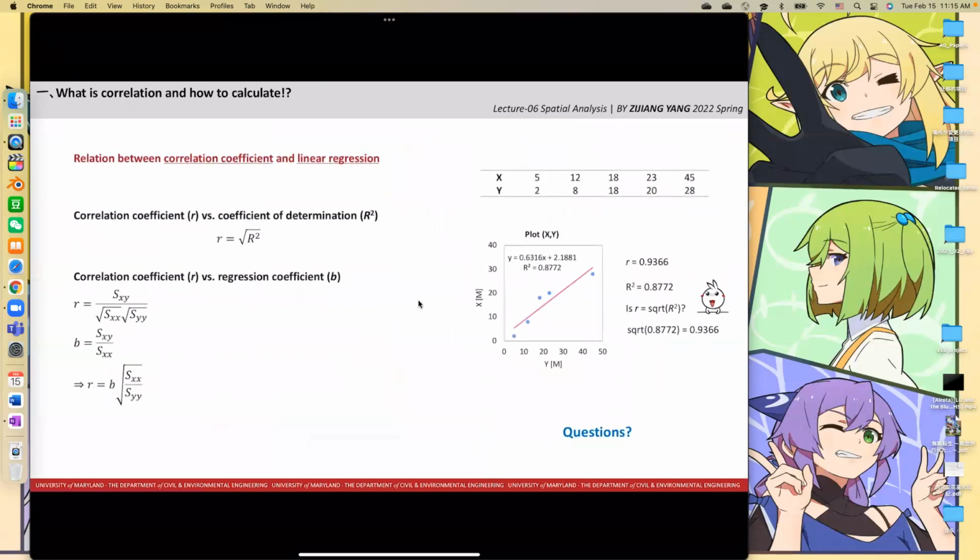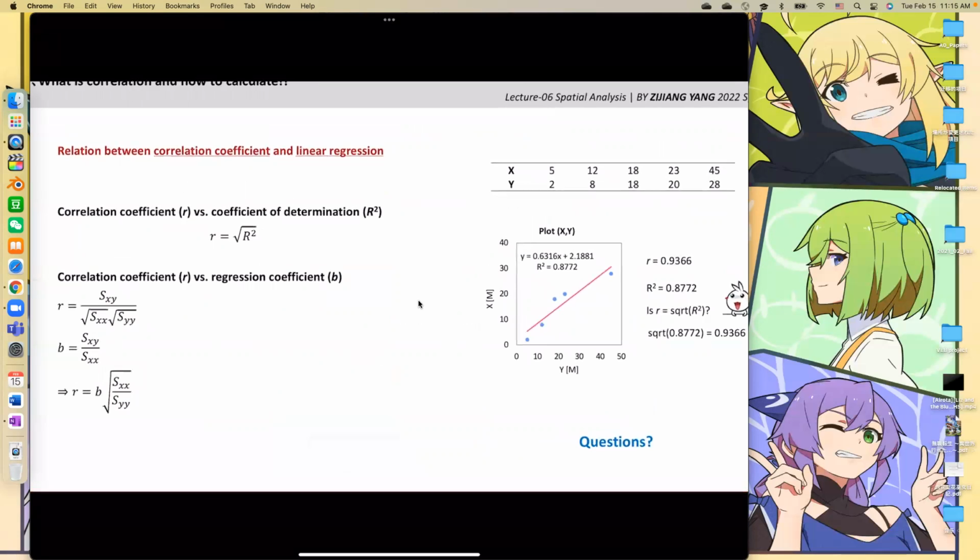And the next slide is about the relation between correlation coefficients and linear regression. For linear regression, we have this R square, which is the coefficient of determination. What is the relation between the correlation coefficient and this R square? Actually, small r equals the positive square root of this big R square. And on the other hand, we may also have this relation.